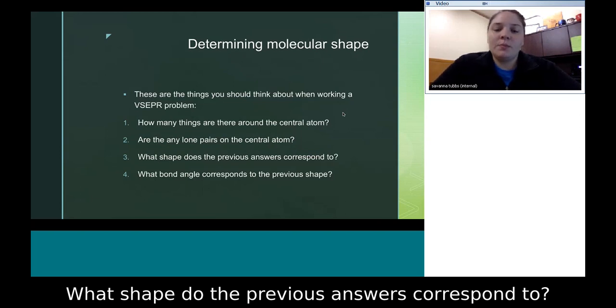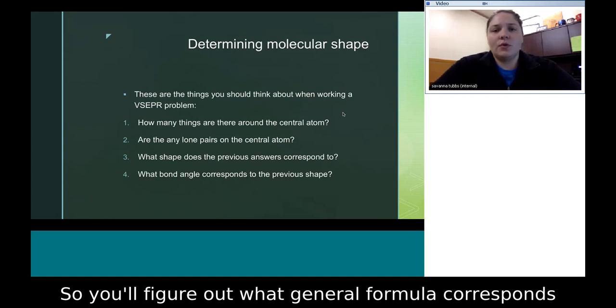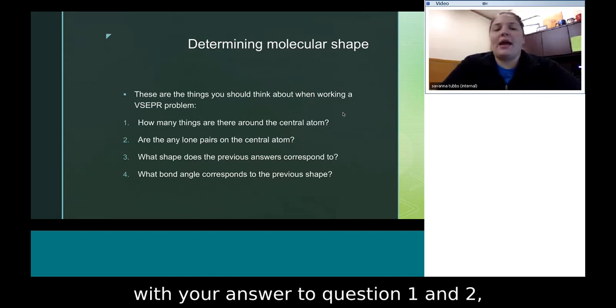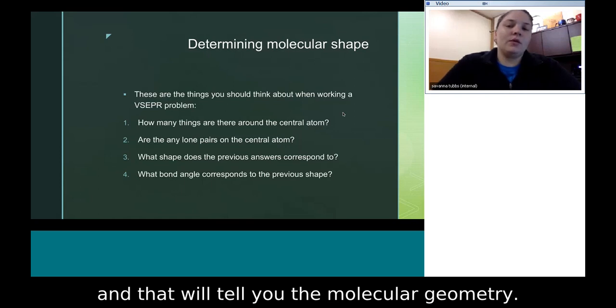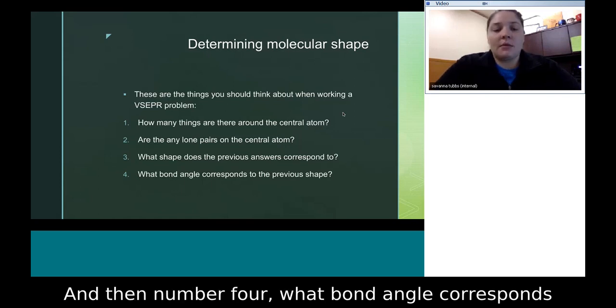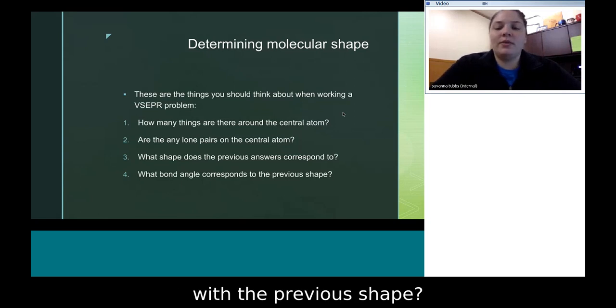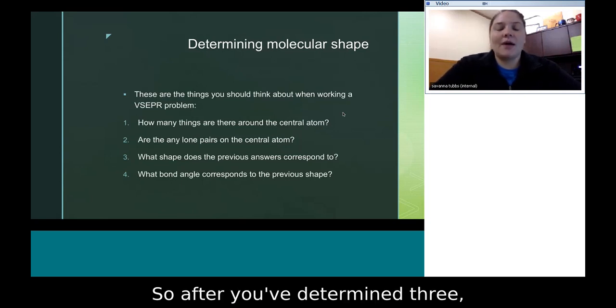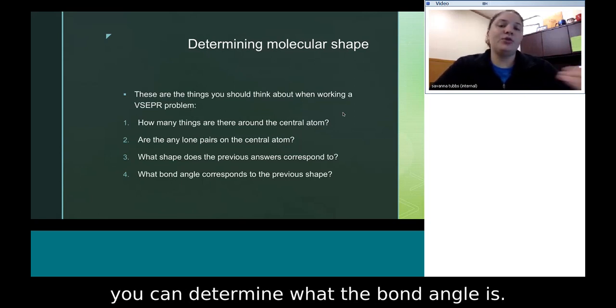Third, what shape do the previous answers correspond to? You'll figure out what general formula corresponds with your answers to questions 1 and 2, and that will tell you the molecular geometry. And then number 4, what bond angle corresponds with the previous shape? After you determine 3, you can determine what the bond angle is.